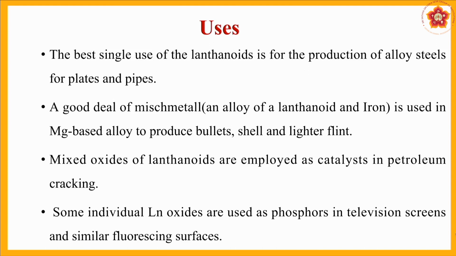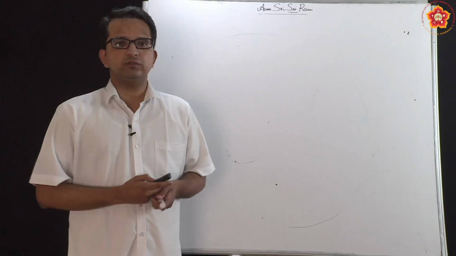They are also used in television screens and fluorescence, because we have seen that the presence of unpaired electrons is natural in lanthanides. Since there is a possibility of change of energy states, this sort of fluorescence, color and magnetic properties can very easily be associated with lanthanides. So this is the overall view of the lanthanide systems.